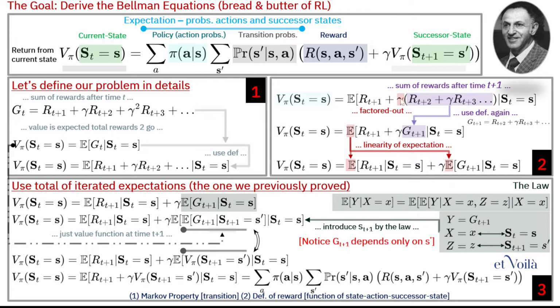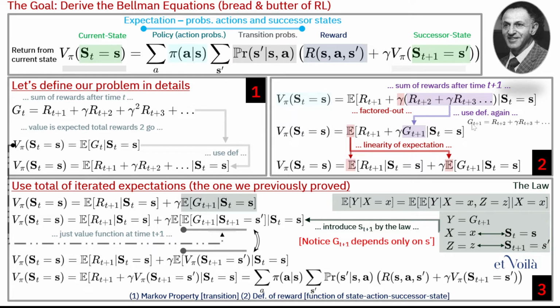So what I'm going to do now is take gamma as a common factor for R_{t+2}, gamma squared R_{t+3}, gamma cubed R_{t+4}, and so on. Then I can write gamma multiplied by R_{t+2} plus gamma R_{t+3} plus gamma squared R_{t+4}, and so on, conditioned, of course, on S_t equals s.